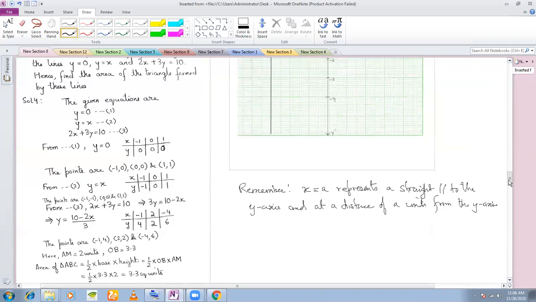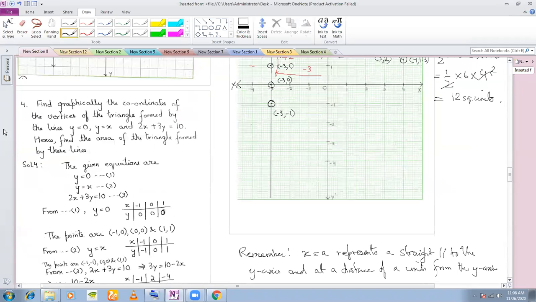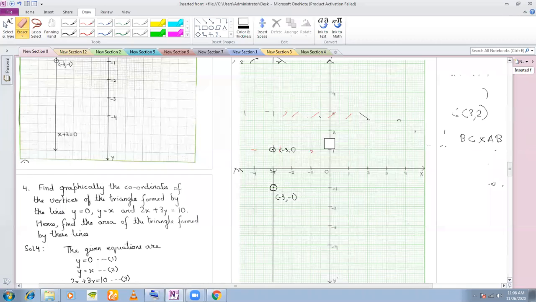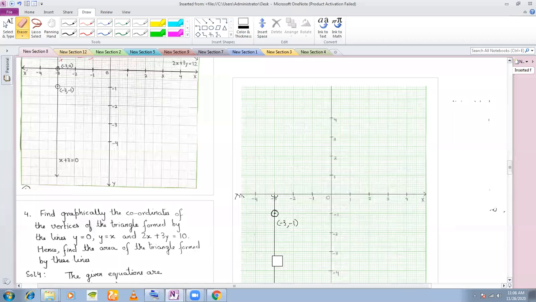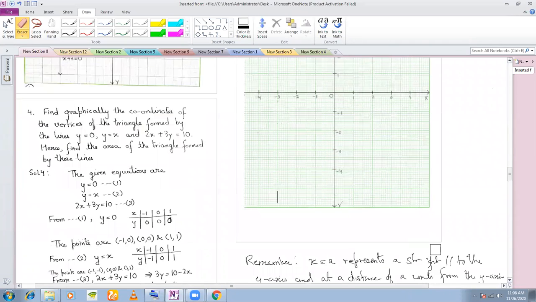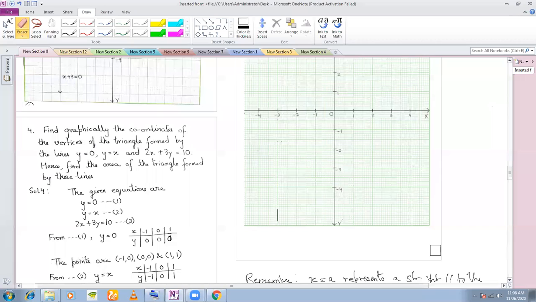Okay. Now the next graph is also an important graph. It is important in what sense? The equations. If you see the equations in this graph, you get to learn certain things from this. Okay, so let's see what this question states. Find graphically the coordinates of the vertices of the triangle formed by the lines y is equal to 0, y is equal to x, and 2x plus 3y is equal to 10. Okay, so how should I proceed with this?